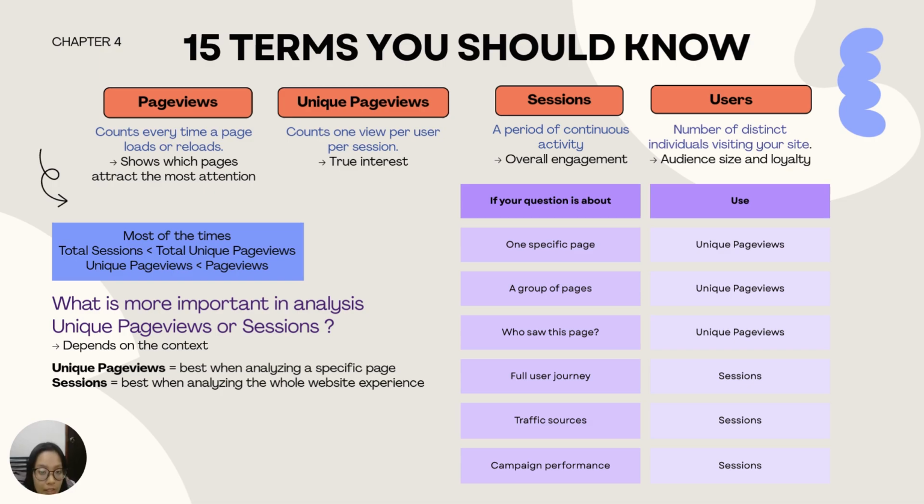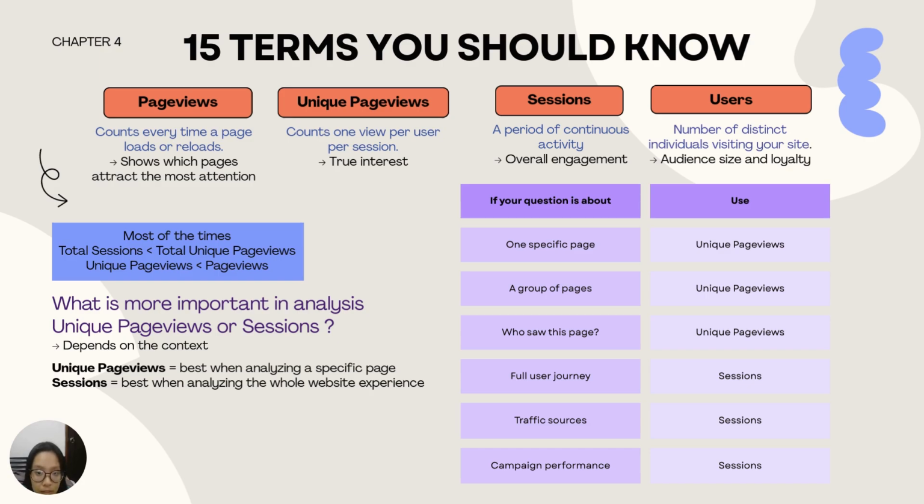Each user is identified via cookies. The cookies are enabled via the HTML tag that I talked about. So one user may generate multiple sessions and page views. Comparing users and sessions will help you to understand user loyalty and visit frequency. So let's think about this. What is more important in analysis to you, unique page views or sessions? My answer is that it depends. Unique page view is the best when you analyze a specific page, and sessions is the best when you analyze the whole website experience.